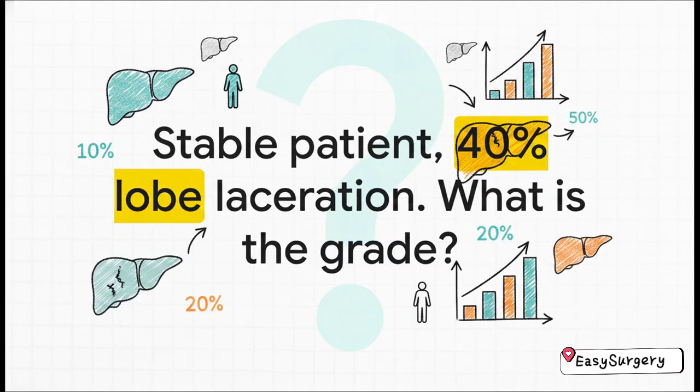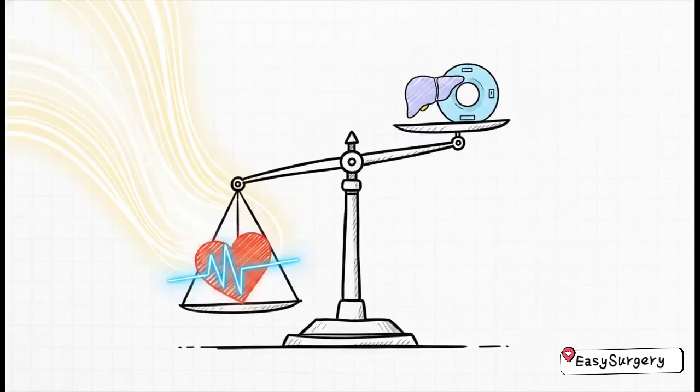A hemodynamically stable patient has a liver laceration involving 40% of one hepatic lobe. What is the AAST grade? Take a second and think about the percentage thresholds we just went over. And the answer is grade 4. This perfectly illustrates our 25 to 75% rule for grade 4 injuries. If it were over 75%, we'd be looking at a grade 5, but because it sits right at 40%, it's a solid grade 4.